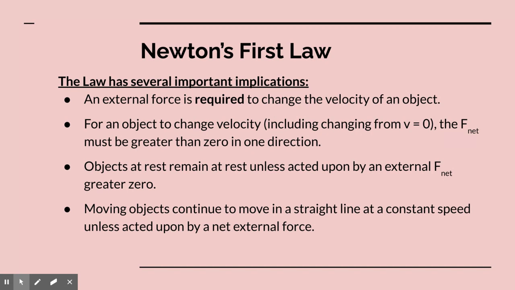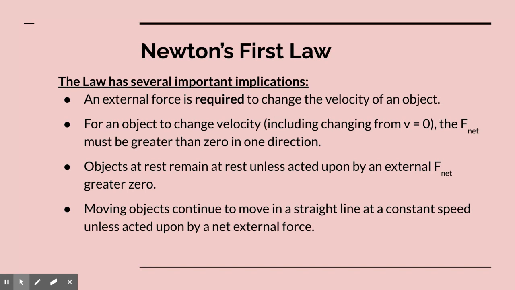For an object to change its velocity, including changing from an initial velocity of zero, the net force must be greater than zero in one direction. So it just means that you have to overcome friction in order to get something moving, and you just need an initial force to get something going. That's pretty much it. And objects at rest remain at rest unless acted upon by an external net force that's greater than zero.